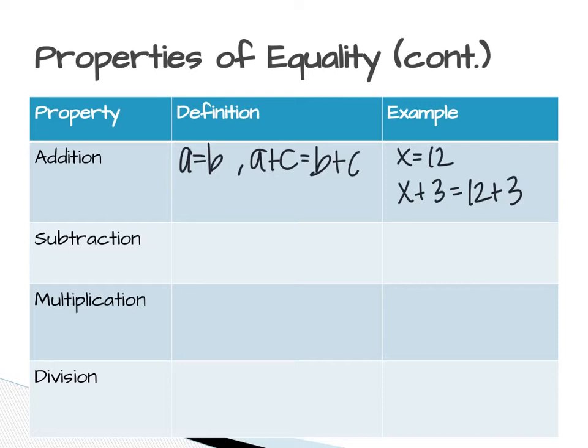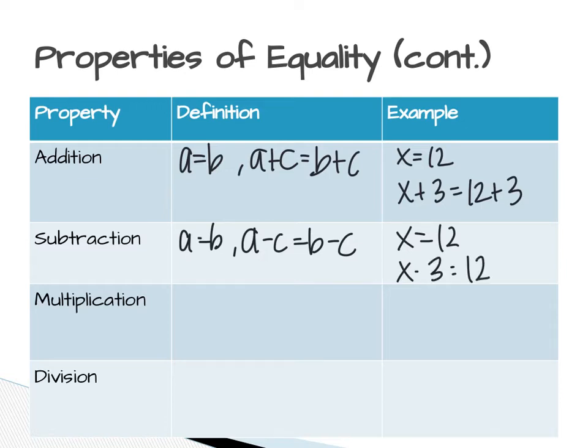Subtraction property of equality says you can subtract the same thing from both sides. So if A equals B, then A minus C equals B minus C. If X equals 12, then X minus 3 equals 12 minus 3.